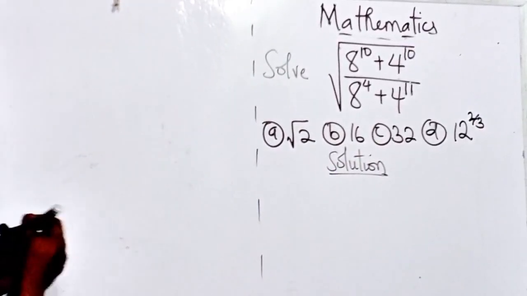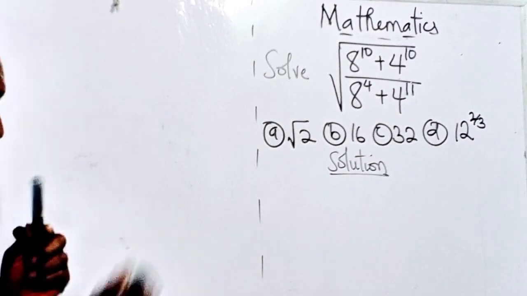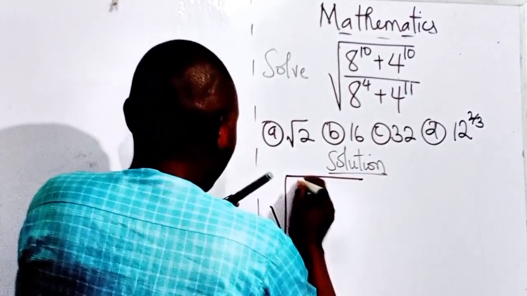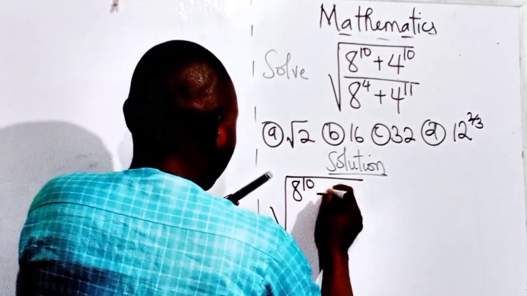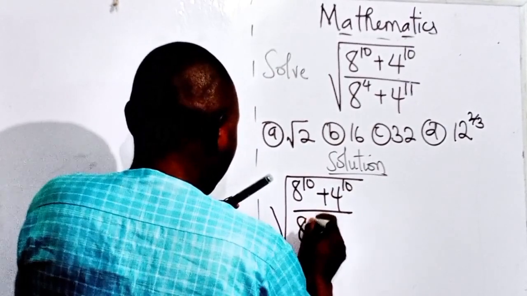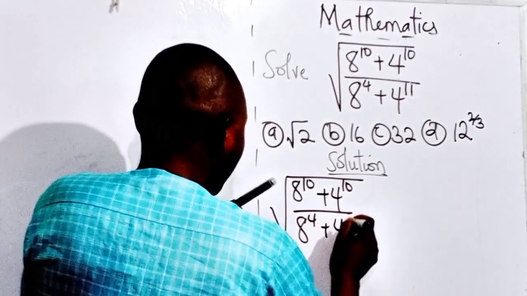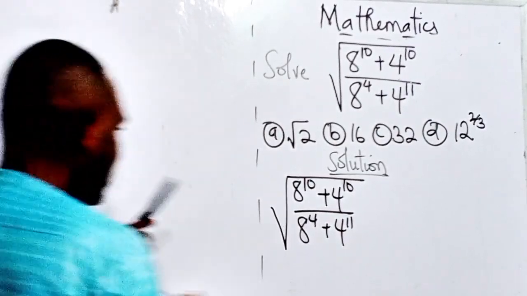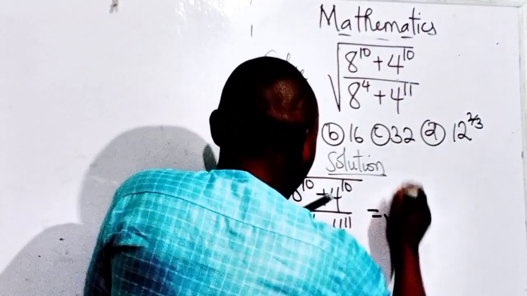All right, now how do we solve a question like this? Okay, now let's have the question first. Root of 8 raised to the power of 10 plus 4 raised to the power of 10, over 8 raised to the power of 4 plus 4 raised to the power of 11. All right, now this is equal to the square root.